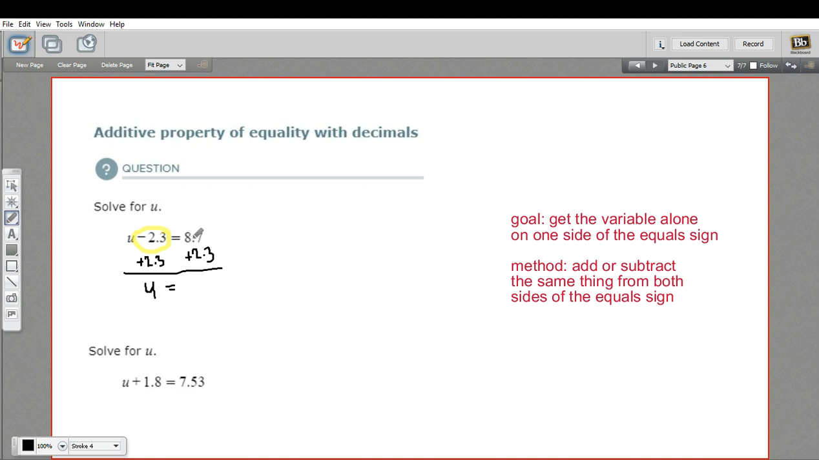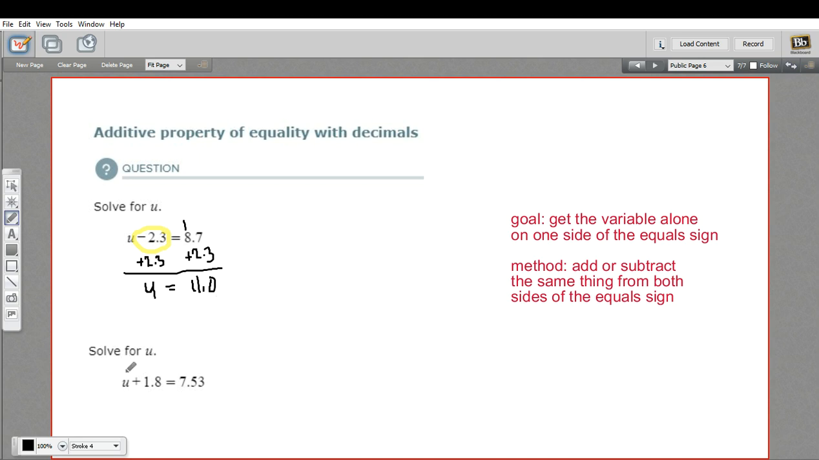On the other side, we've got 8.7 plus 2.3. So let's go ahead and add. 7 plus 3 is 10. Carry the 1. 9 plus 2 is 11. Put the decimal point there where it belongs. So u is 11.0, or just 11.